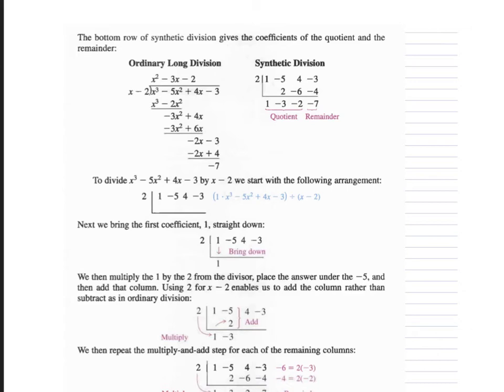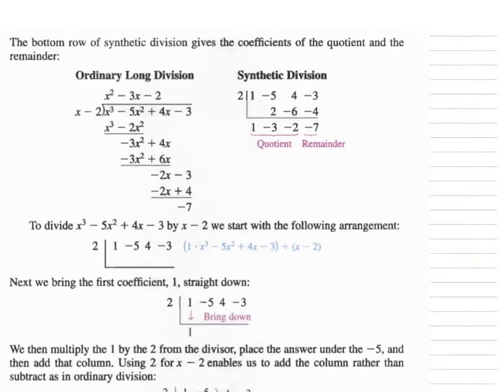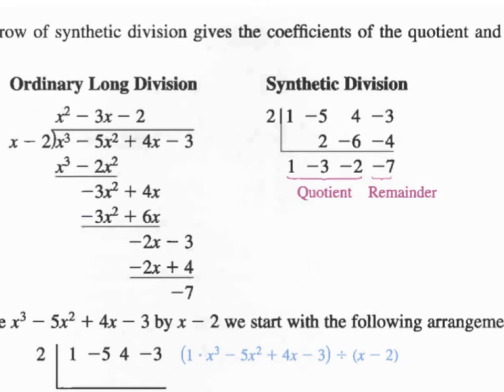From there, you're going to drop down the first number. From there, we multiply that number by the number that's on the outside and put it underneath your next coefficient that you have there. So here, let's do this from the very beginning. If we have x cubed minus 5x squared plus 4x minus 3, those coefficients and the constant are 1, negative 5, 4, and negative 3.